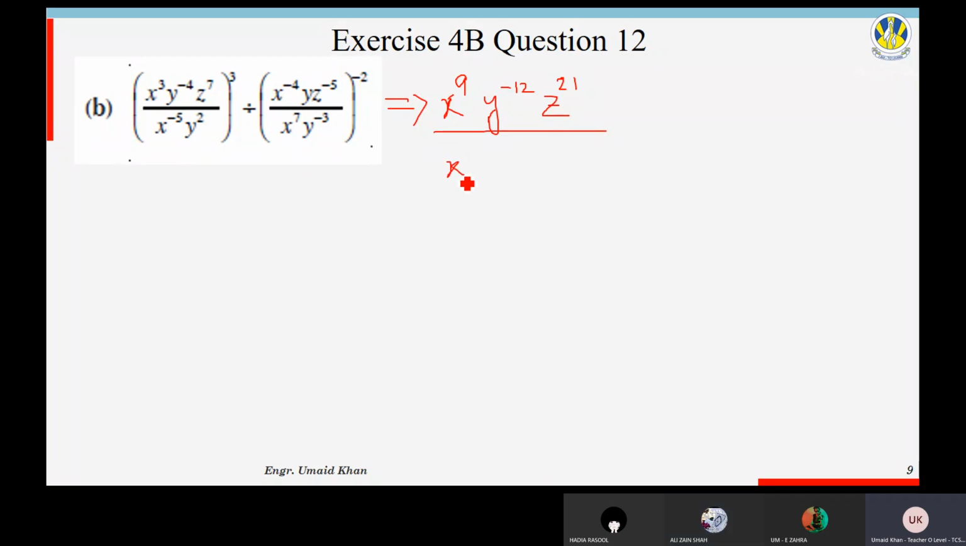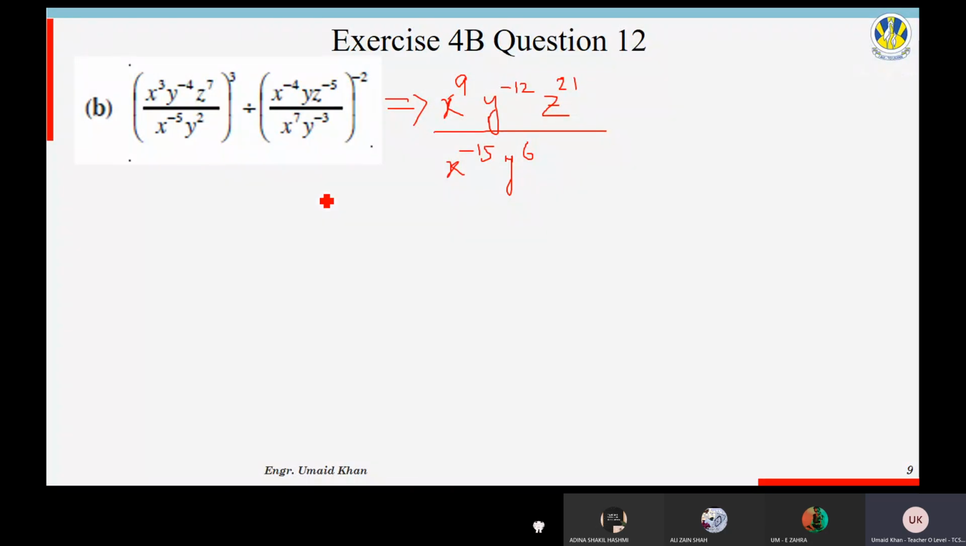And what about the denominator? X will become minus 15. And then y's power will become 6. Okay, Hadia and Umezara, are you following? Are you able to understand? Assalamu alaikum, sir. Walaikum salam. I am asking Hadia and Umezara, are you able to understand? Please respond. Yes, sir. Okay, good.